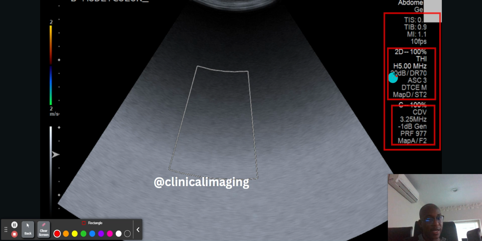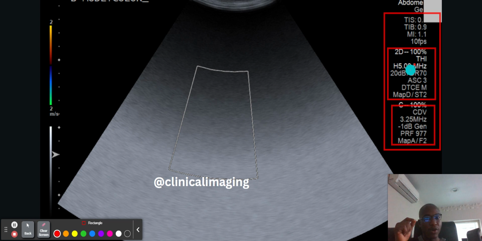If you check here, the gain is 20, it's minus 1 here. Then we have something we don't have in the 2D parameter, which is PRF. This simply means pulse repetition frequency. In future lessons, I will explain what this means and how you can adjust it and why you need to look at it if you are doing any Doppler investigation.